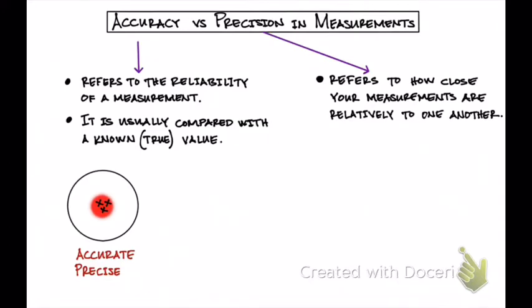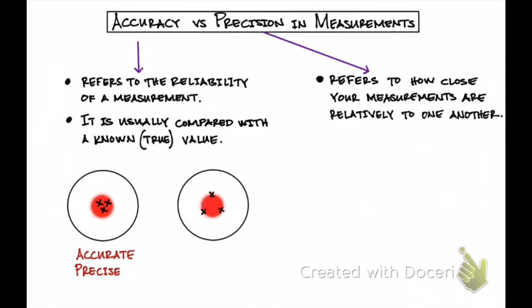The reason why it's accurate is because if you treat the bullseye as the true value, then you've reached that true value. So it's pretty accurate. It's precise because the spacing between the hits are very small, right? They're very close to each other, and so that's what we consider a precise shot or measurement. So this is both considered accurate and precise.